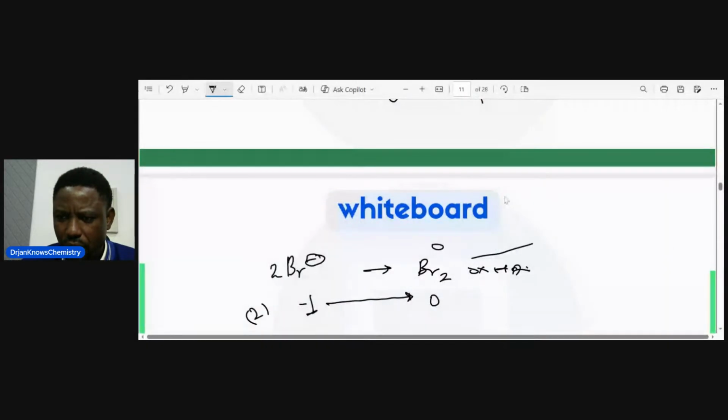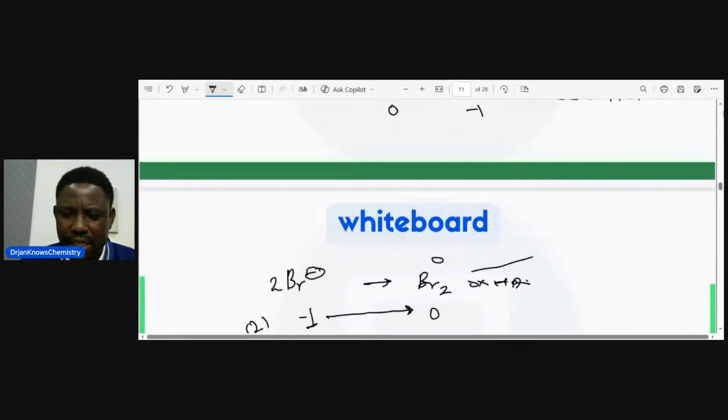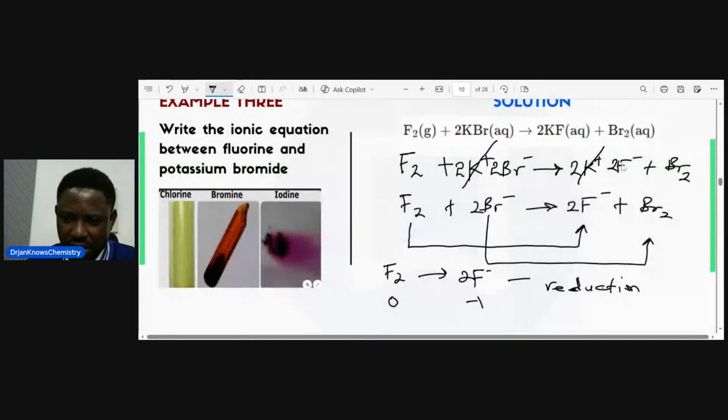Now I may tell you which one is the oxidizing agent and which is the reducing agent. Remember we said fluorine is reduced. If fluorine is reduced because it moved from 0 to minus 1, that shows that KBr is the reducing agent because it has reduced fluorine. How do I know? Fluorine moves from 0 to minus 1. That's the reduction. So KBr.